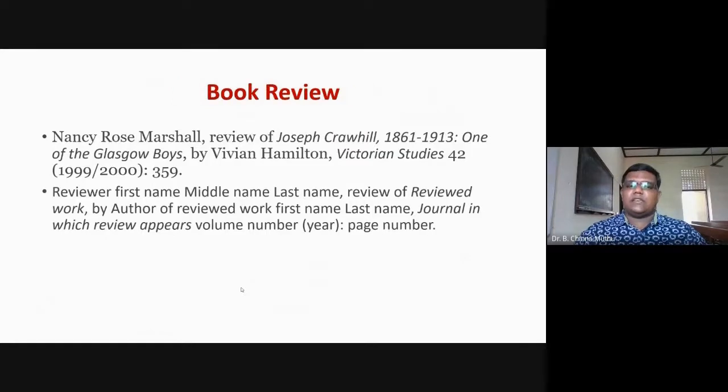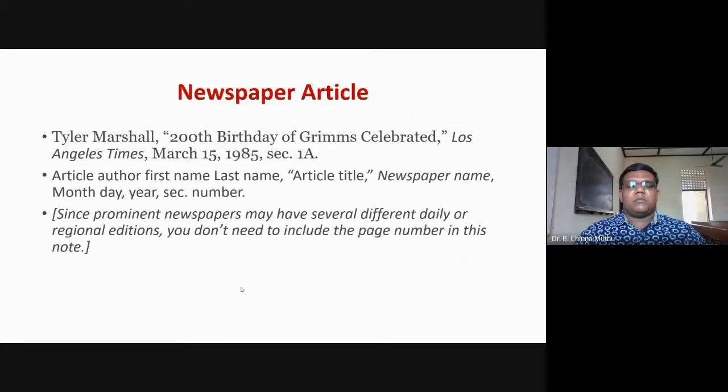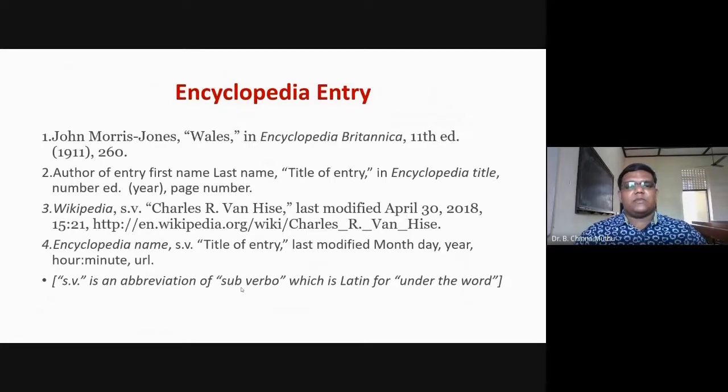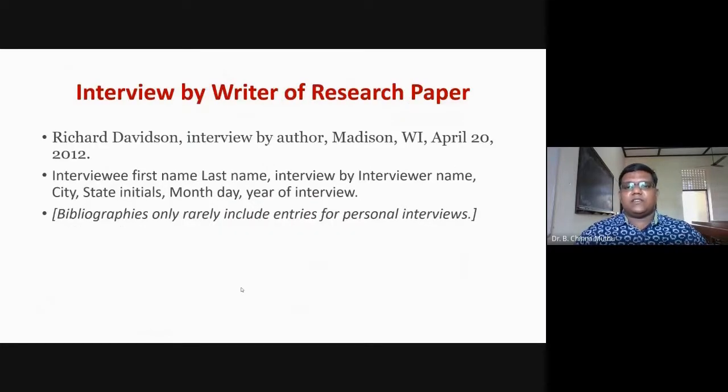Book reviews again follow what articles consist of, but here you have to include the year and details of pages, similar to an article. A newspaper article is more about giving details of the exact newspaper in which the data was retrieved. For an encyclopedia, you have to specify the details of the encyclopedia you refer to along with all the related information. For an interview by the writer of the research paper, normally the interviewee and interviewer details should be there along with the date of the interview, and details of the interview.